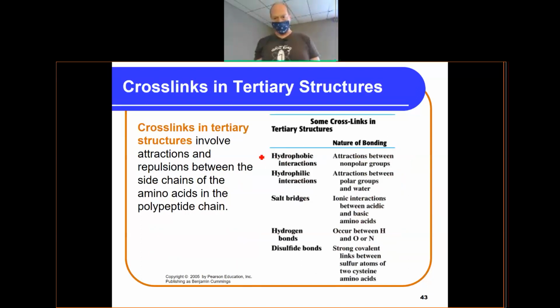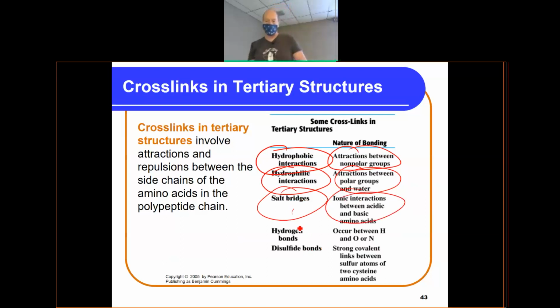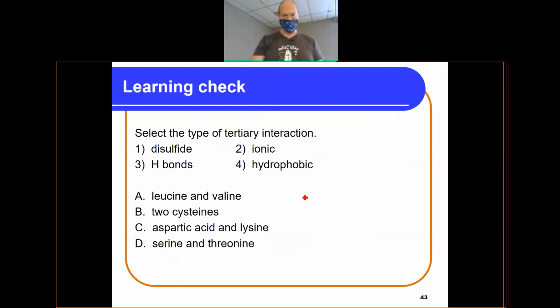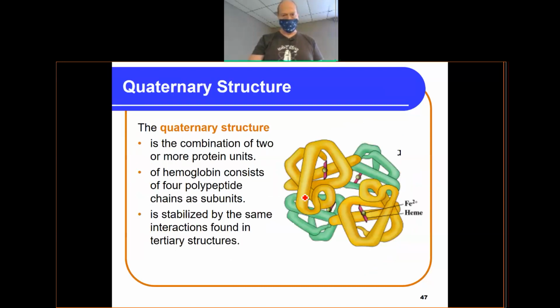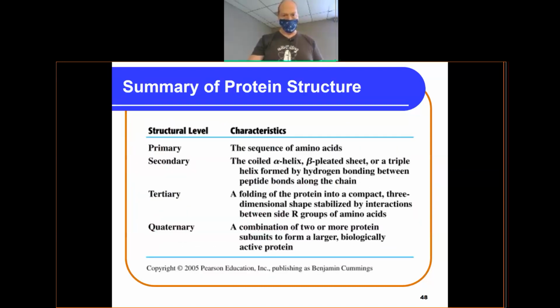All right, so hydrophobic interactions. These are your nonpolars. Hydrophilic interactions. These are your polars. Salt bridges. That's your acid and base. And then hydrogen bonds, OH, NH. And then your disulfide bonds. This is your cysteines. So you can oxidize your cysteines and get your disulfide linkages. All right, so you've got your globular proteins. You've got your fibrous proteins.